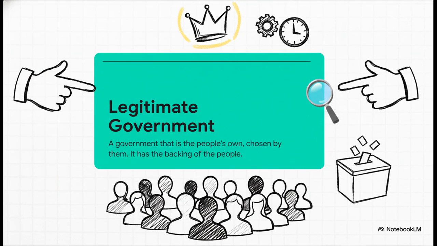And finally, we have legitimate government. Now, this is a very powerful idea. A democratic government is legitimate because it is the people's own government. We have chosen it. It might be slow, it might be inefficient, and let's be honest, sometimes it's not very clean. But it is legitimate because we elected it. And that is perhaps democracy's biggest plus point.